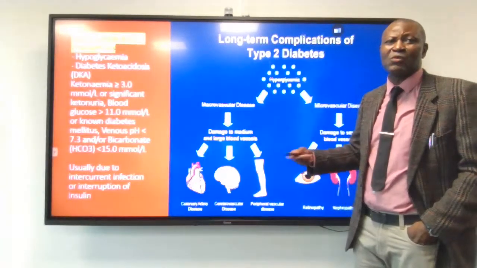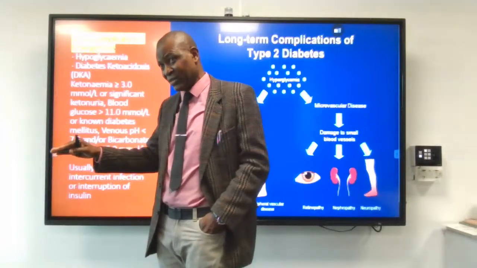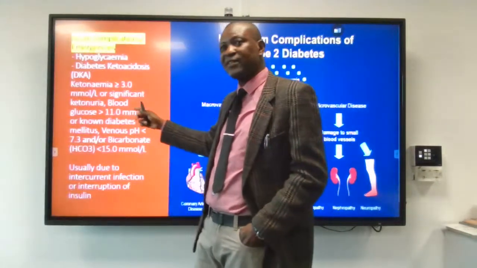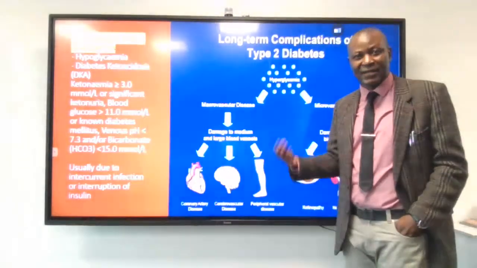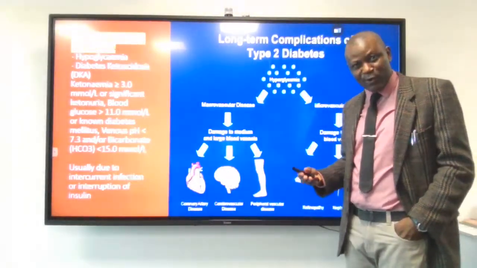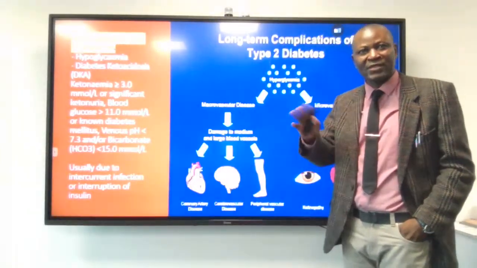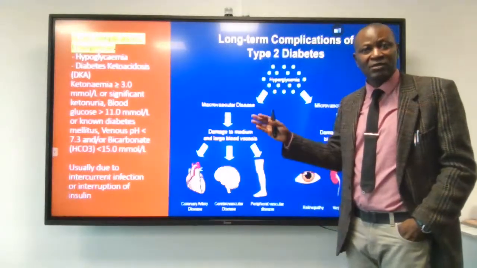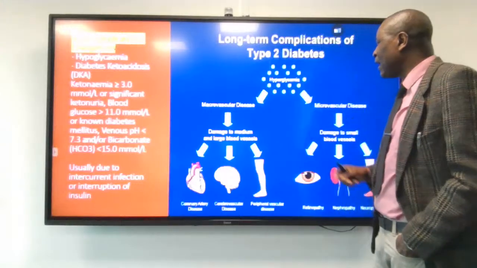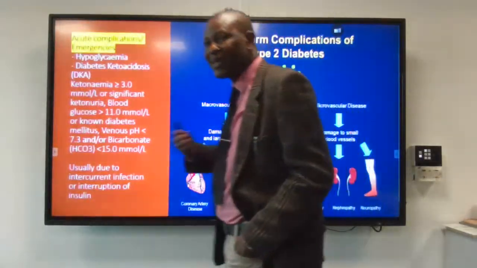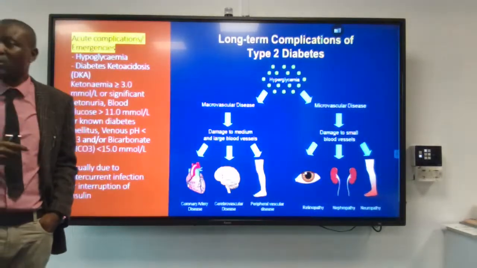The other acute complication is euglycemic ketoacidosis, a situation in which the blood glucose level is normal, but you have ketones. Very rare. You also have hyperosmolar hyperglycemia, in which you have high blood glucose level and dehydration, but there is no ketone. These are the two common types of acute complications, life-threatening and very serious. Then along with that, we have some complications that happen gradually over a long period of time, which we refer to as long-term complications.